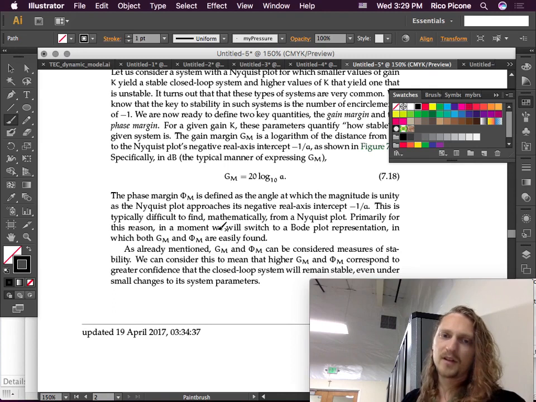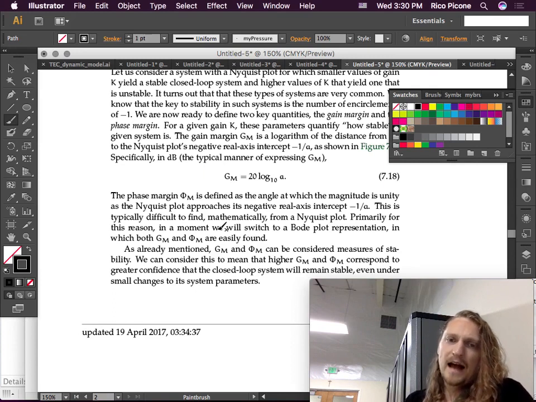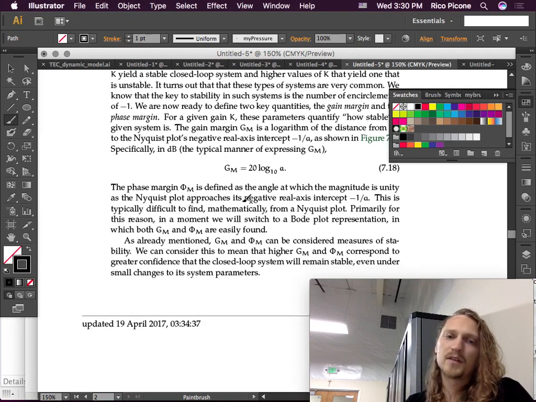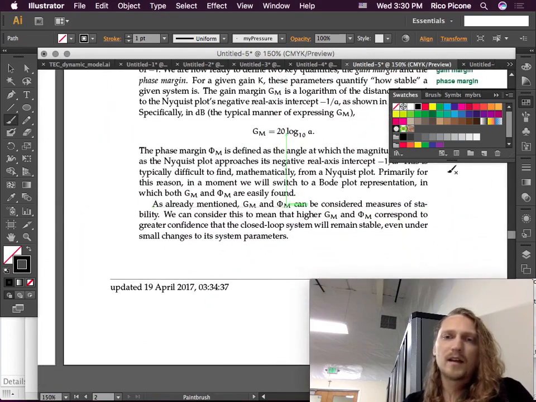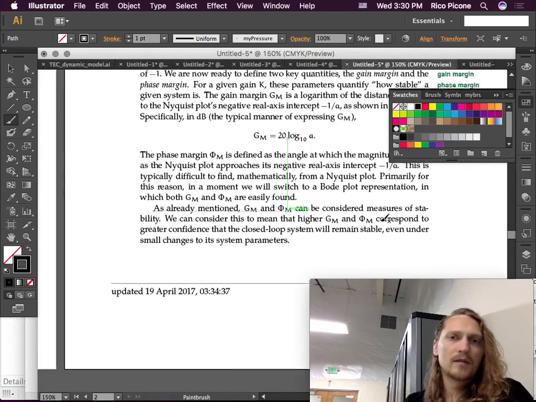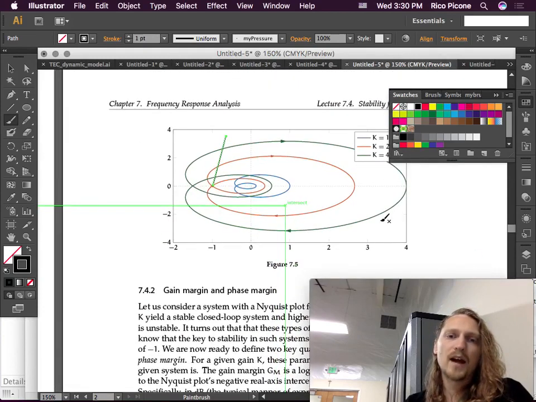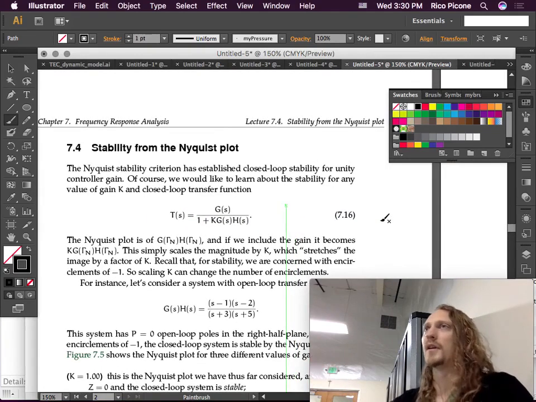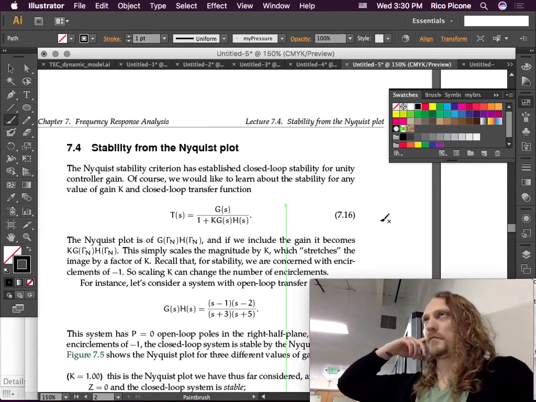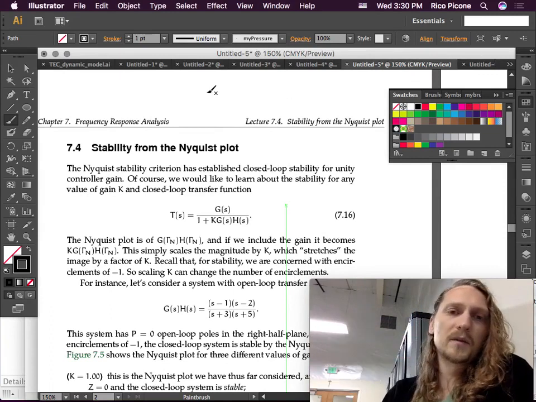As already mentioned, the gain margin and phase margin can be considered measures of stability. We consider this to mean that higher gain margin and phase margin correspond to greater confidence that the closed loop system will remain stable even under small changes to its system parameters. So that is the end of our discussion of stability with Nyquist, although it's going to keep coming back as we go forward towards design. But this was the sort of foundation.